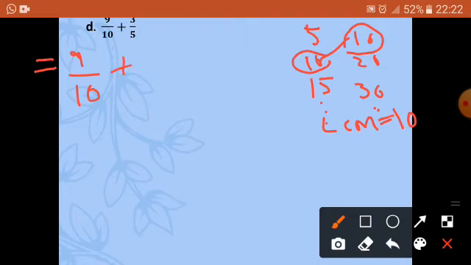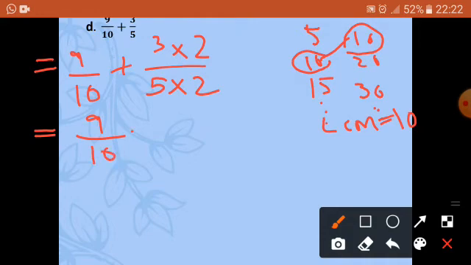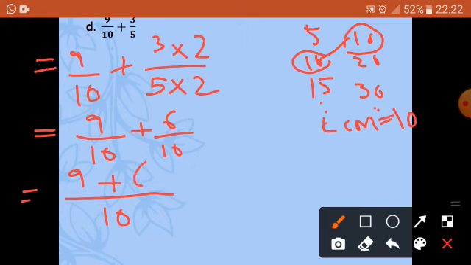So the first fraction already has 10 as denominator. That means we are going to make the second denominator 10. So how to make 10 from 2? 5 times 2 is 10 and 3 times 2 is 6. Because whatever number we multiply in the denominator to make the denominator same as LCM, the same number we have to multiply with the numerator. After making the denominator same, 9 plus 6, numerators should be added because it's the addition of fractions. 9 plus 6 is 15 upon 10.